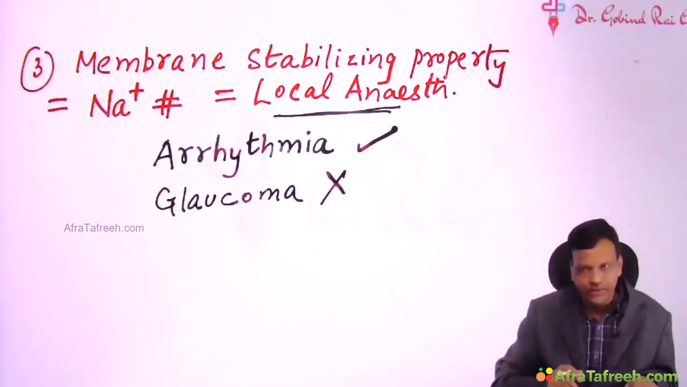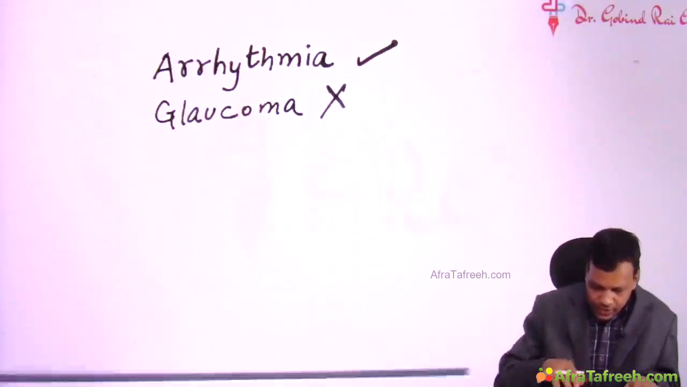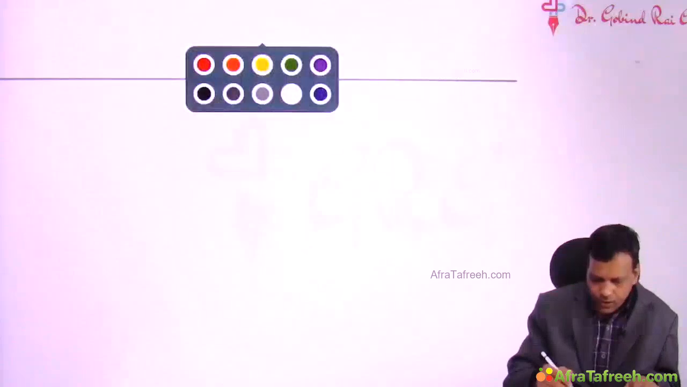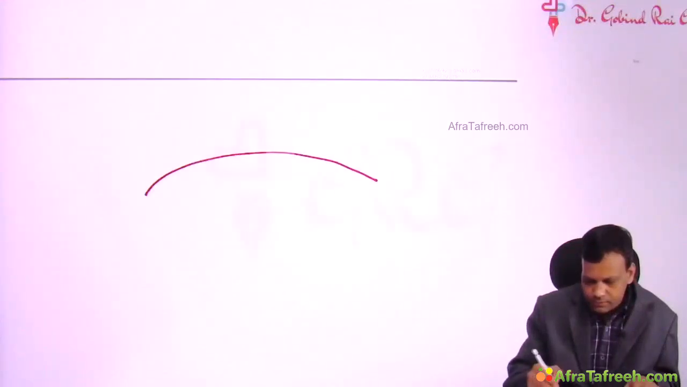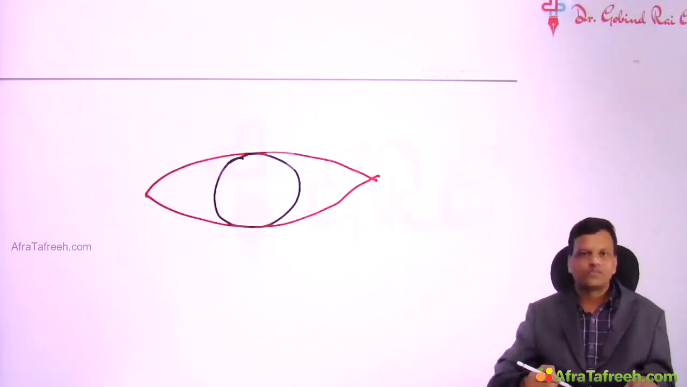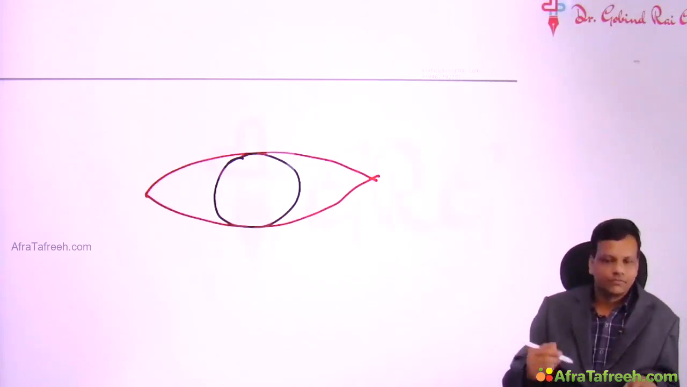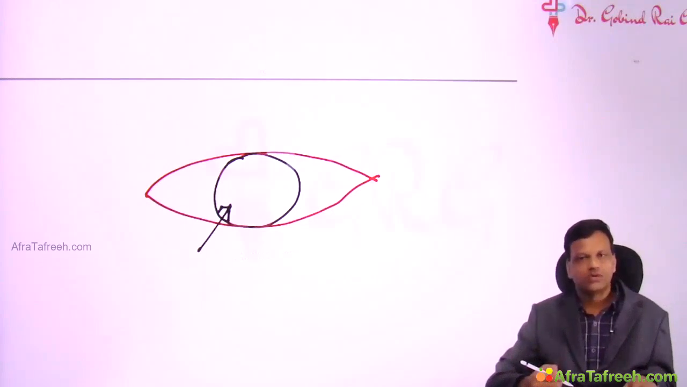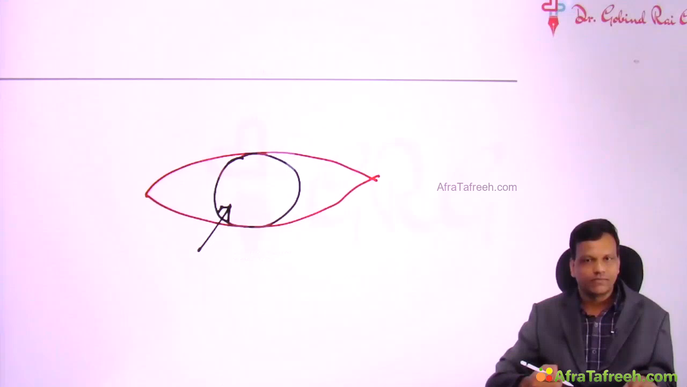The question is why? Now to understand that, we'll take a very simple example. This is our eye. It contains cornea. Now what is the blood supply of cornea? Very good. Cornea is avascular. It does not contain any blood supply.